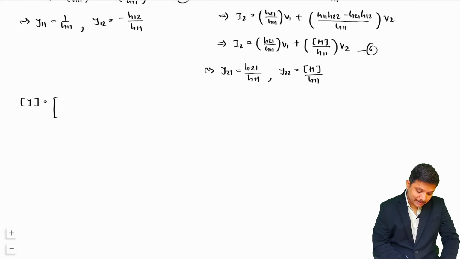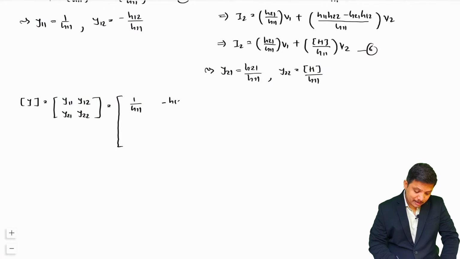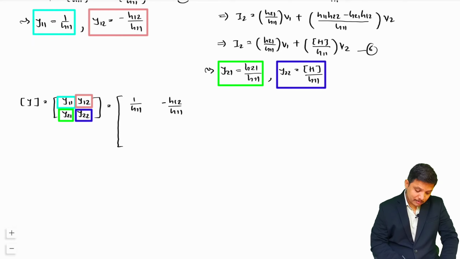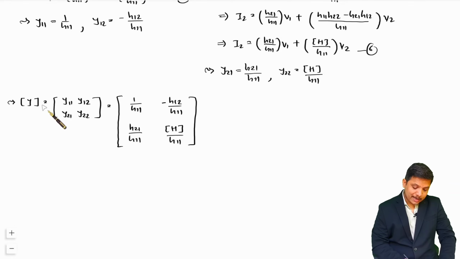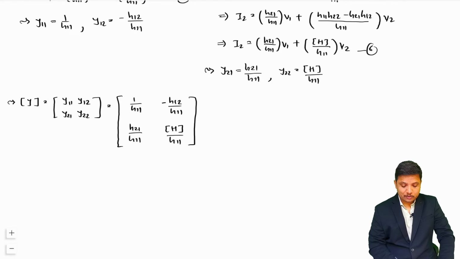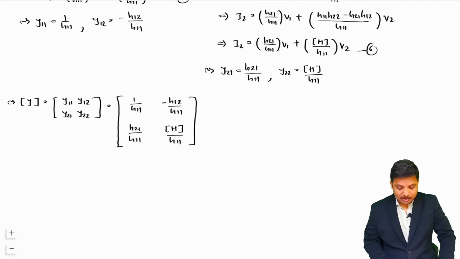Matrix of Y, that is Y11, Y12, Y21, Y22, right. So here you can observe Y11, that is 1 by H11, Y12, that is minus H12 by H11, Y21, that is H21 by H11, and Y22, that is magnitude of H divided by H11, right. So that is how we can have H to Y conversion, right. So H parameter in terms of Y parameter.